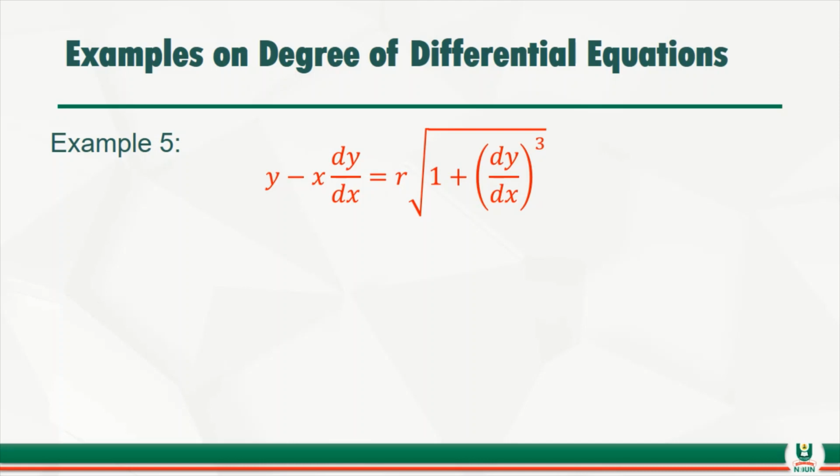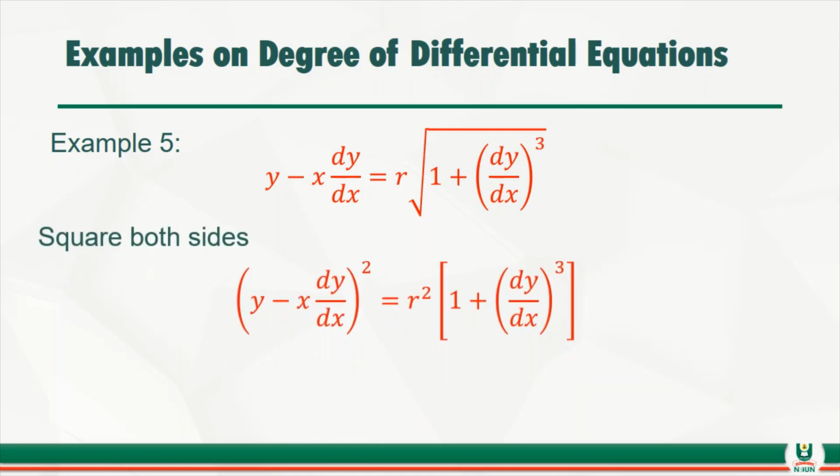Example 5. Here we have a problem and we are asked to describe this differential equation. We all know that it's an ordinary differential equation, but we don't know the order or the degree. So how do we go about it? The first thing is that we can see we have a square root. Like I've said in the definition, we need to first of all remove the square root. So how do we go about it? We need to square both sides. Squaring both sides will give us r squared, and at the same time the square takes care of the square root. So we now have this.